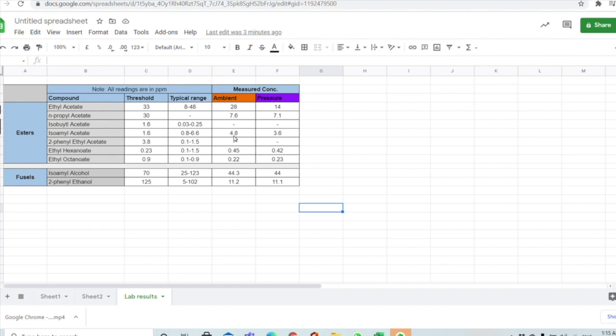Considering this is a pale ale beer, isoamyl acetate probably does not have a place in this beer at that level of concentration, unless it is intended for your specific recipe. If you're doing, for example, a milkshake banana IPA or a milkshake pale ale or something like that. But then in pressure fermentation, it was only reduced slightly to 3.6 ppm, but it's still higher than the flavor threshold of 1.6.